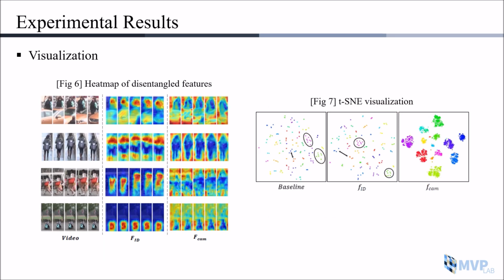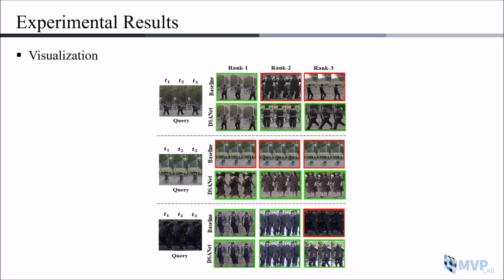In Figure 6, we visualize the heat map of each feature map. Figure 7 utilizes DSANet to demonstrate that each feature contains either the identity or the camera characteristics. This figure shows the results of retrieval. DSANet can completely focus on identity information because the characteristics of the capturing camera are perfectly disentangled.